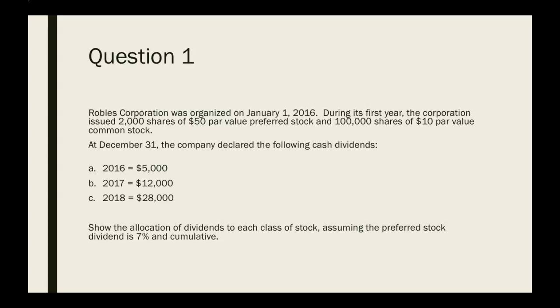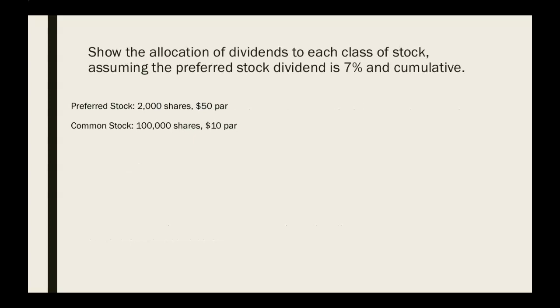dividends. So in 2016, they declared $5,000 of dividends, 2017, $12,000, and then in 2018, they declared $28,000 worth of cash dividends. So we need to show the allocation of dividends to each class of stock, preferred versus common, assuming that the preferred stock dividend is 7% and cumulative. So we first need to calculate how much preferred shareholders are supposed to be getting each year. And there's going to be a calculation here.